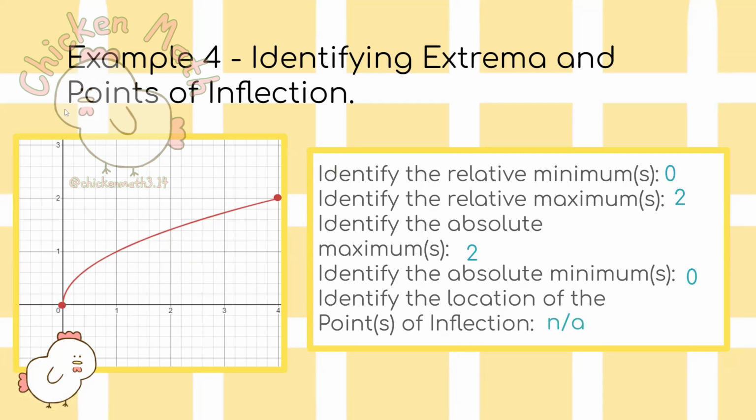So this is a case where our relative extrema are also our absolute extrema, because all absolute extrema are also relative extrema, but not vice versa.